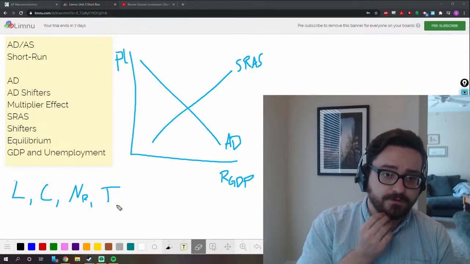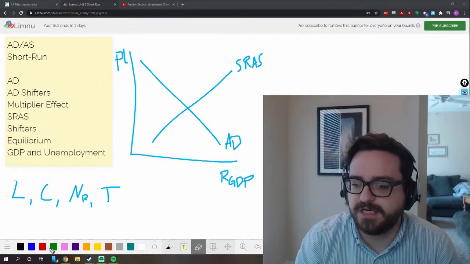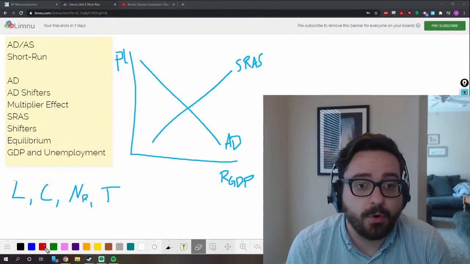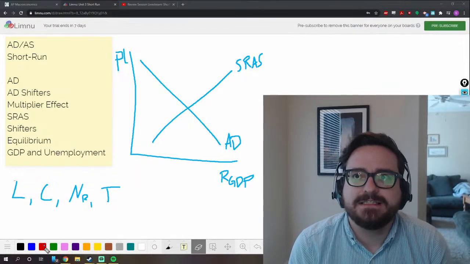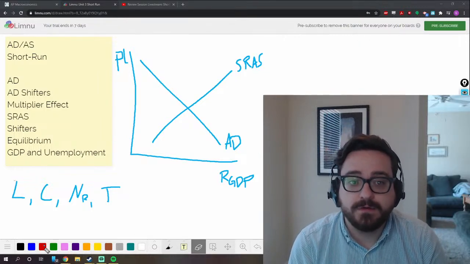Now we have to be careful because aggregate supply is the supply of everything. So a classic one that trips my students up is oil prices go up. Oil gets more expensive. Well, if you think about it like this is the oil market, you might think, oh, well, oil prices going up.